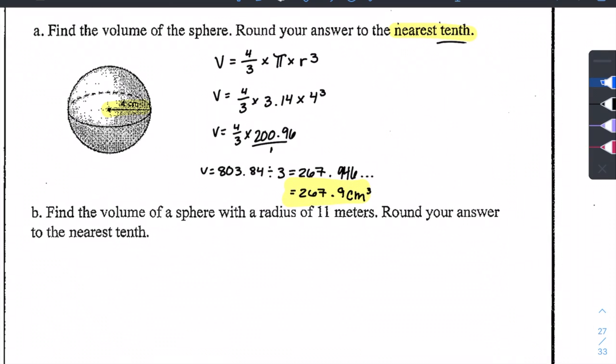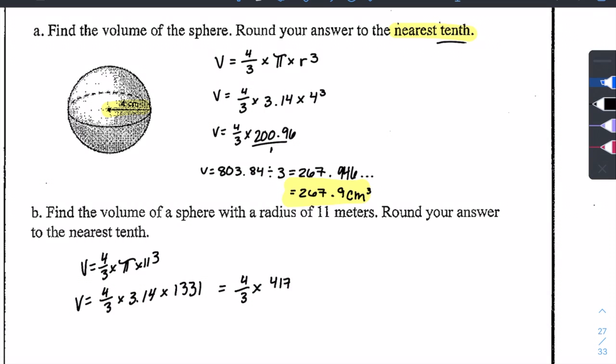Take a moment, try the second one on your own, press play when you're ready for the answer. All right, you should have found that your answer is 5,572.5 meters.